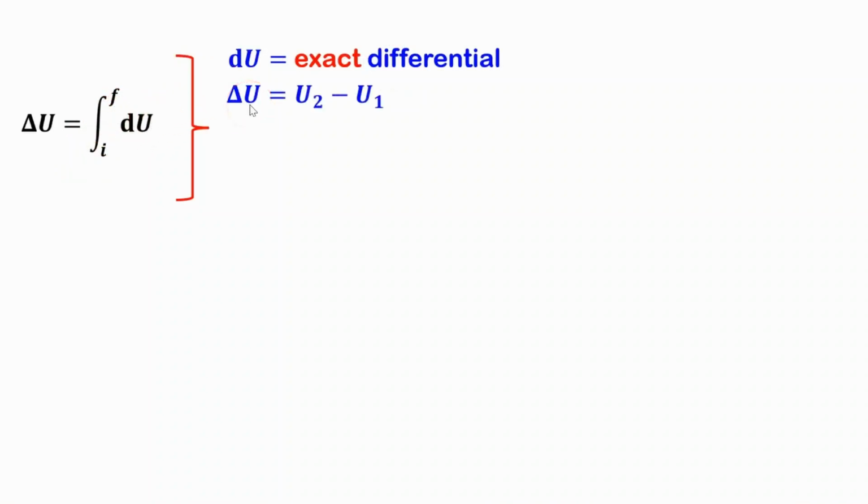So delta U is, in its truest sense, final minus initial. And U itself is a state function, just like H, enthalpy, is a state function.